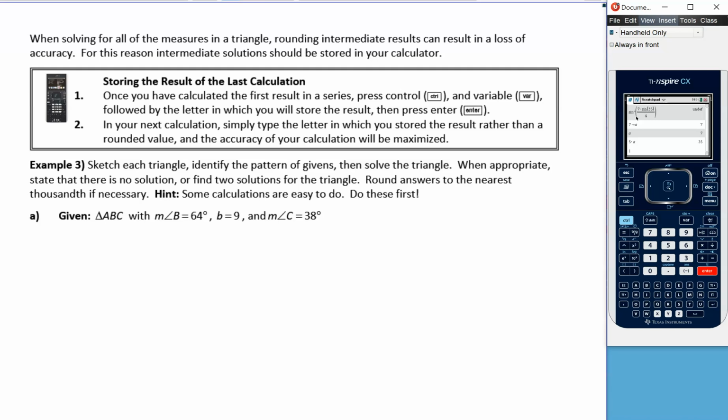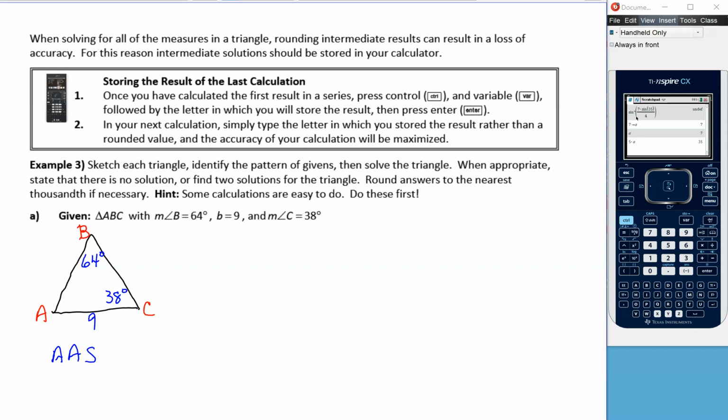So let's sketch triangle ABC with the given measures. And as you label these, remember that side B is always across from angle B. Now let's look at the pattern of givens. There are 2 angles and 1 side given, and this side is not in between the 2 angles. So this is an angle angle side pattern of givens. That means that we're going to use the law of sines.